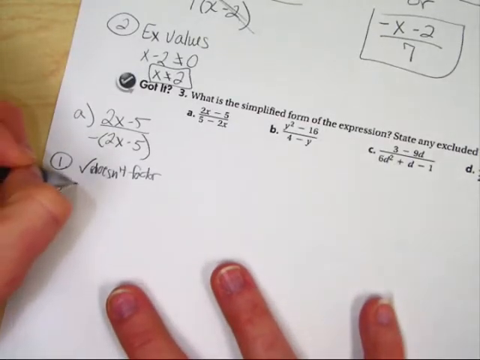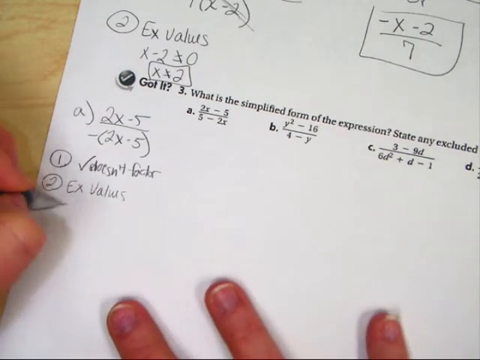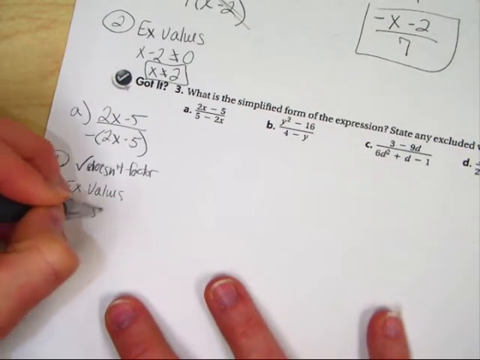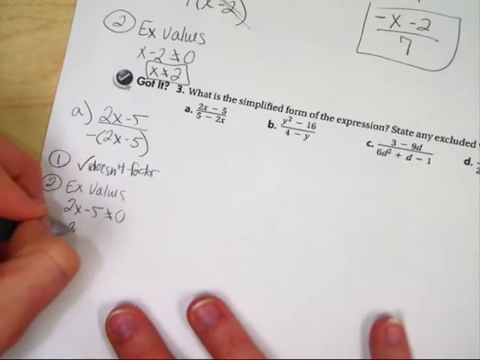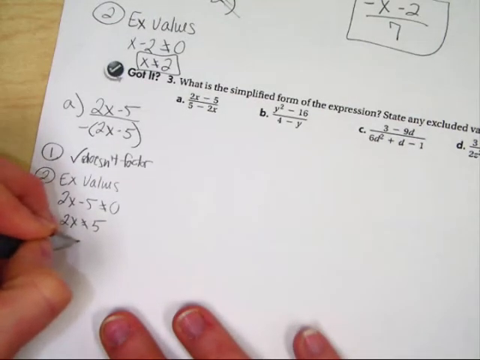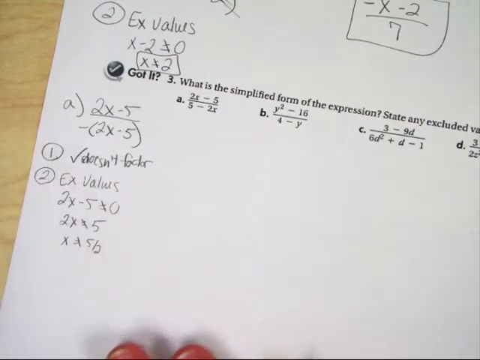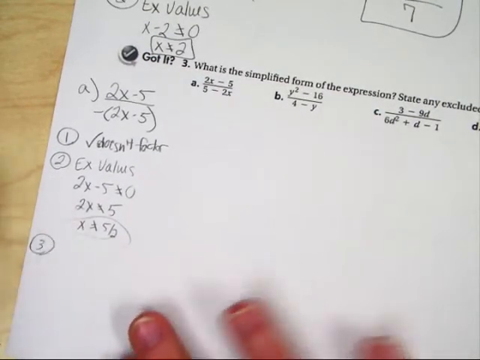Step 2 is we need to state the excluded values. Remember, your denominator cannot equal 0. So what we'll do is we'll say 2x minus 5, which is your denominator, is not allowed to be 0. That means 2x can't equal 5 when you add 5 over. Divide by 2, x can't equal 5 over 2. That's an excluded value.